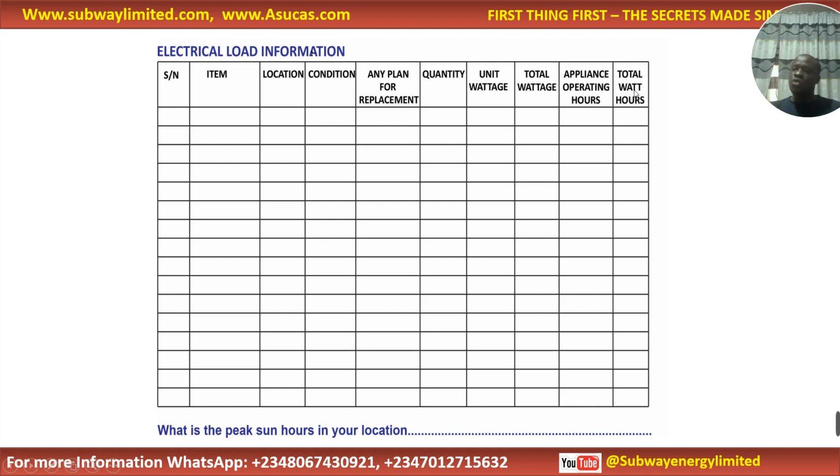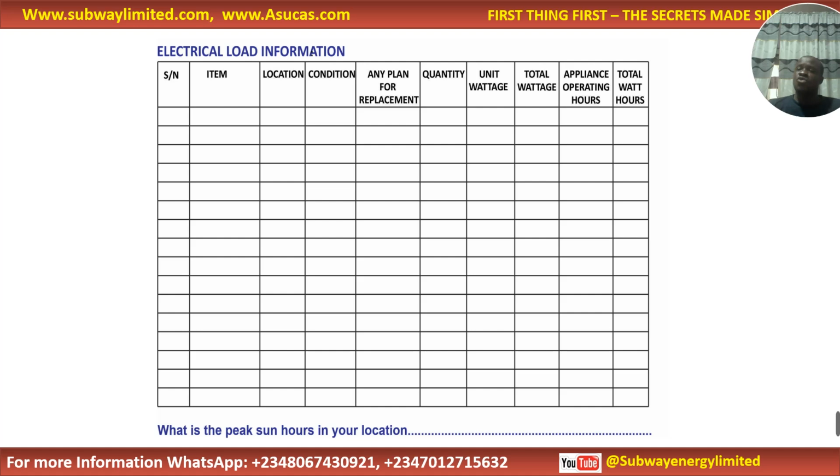The next thing is total watt hours. When you multiply the total watt times the appliance operating hours, it will give you the total watt hours. It will do what? It will give you the total watt hours. And multiply the quantity times the unit watt, it will give you the total watt. I've explained this. You should understand how to fill this table.